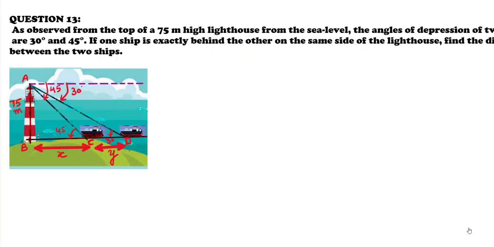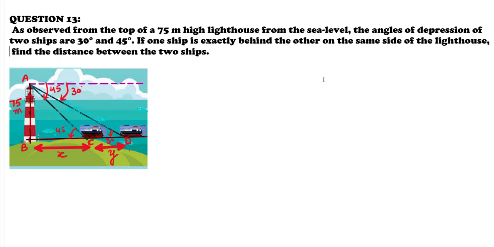Question 13. As observed from the top of a 75 meter high lighthouse from the sea level, the angle of depression of two ships are 30 degree and 45 degree. If one ship is exactly behind the other on the same side of the lighthouse, find the distance between two ships.